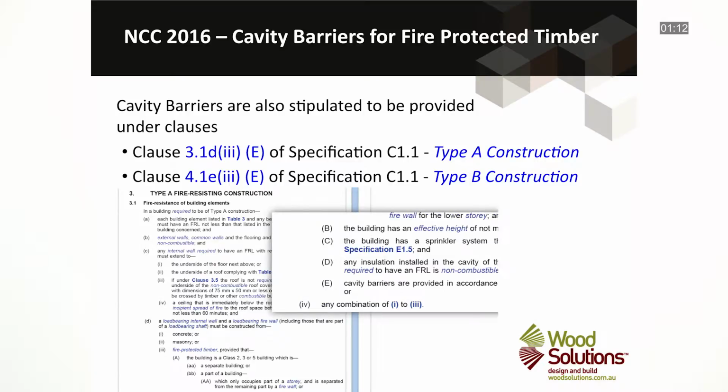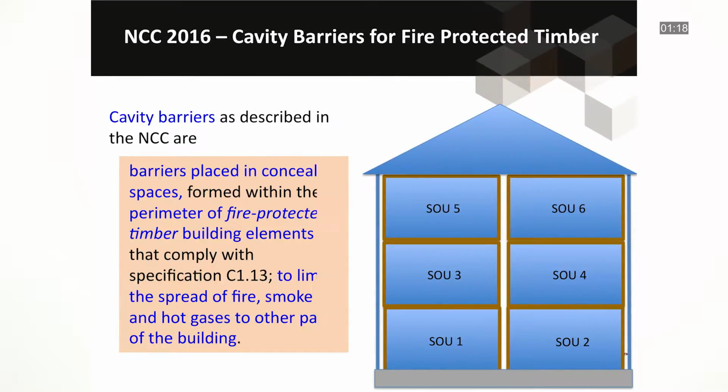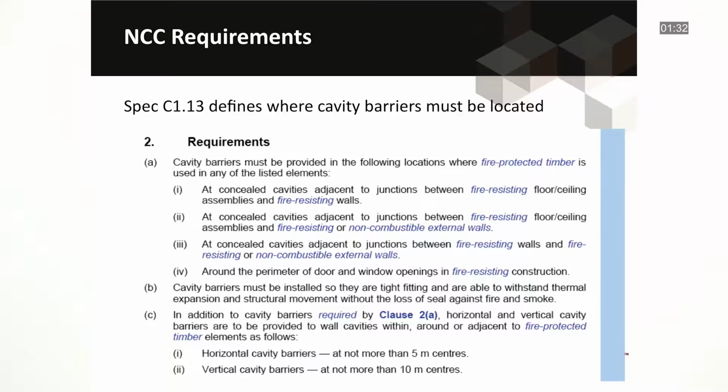Cavity barriers, as described in the NCC, are barriers placed in concealed spaces formed within or around the perimeter of fire-protected timber building elements that comply with Specification C1.13 to limit the spread of fire, smoke and hot gases to other parts of the building. Specification C1.13 defines exactly where cavity barriers must be located.